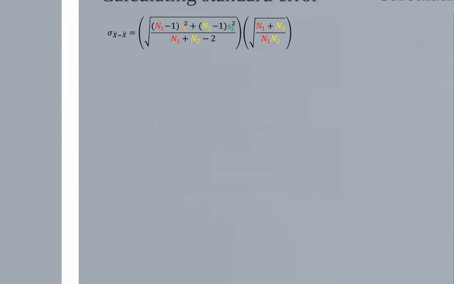Looking at this equation now, I'll walk through each part. We have n minus 1, the sample size of group 1 minus 1, times its standard deviation squared. The sample size of group 2 minus 1, times its standard deviation squared. The denominator on the left side is the degrees of freedom, group 1 plus group 2 minus 2. On the right side, we have the sample size of group 1 plus group 2 in the numerator, and the sample size of group 1 times group 2 in the denominator, and that's all square rooted.